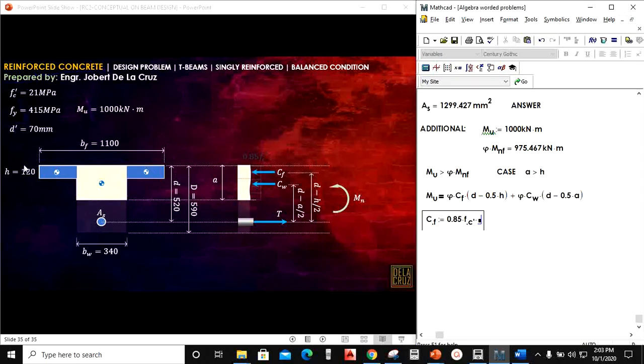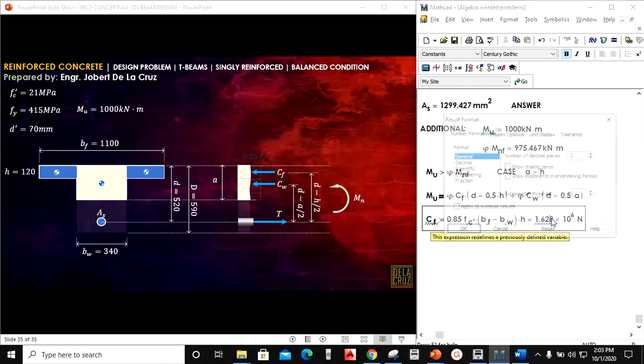Okay? Overhanging flange. So, the area of the overhanging flange is just beam flange minus beam width multiplied by the thickness. Okay? Of course, tatanggalin natin to. Ito yung CF natin. And that is in newtons.